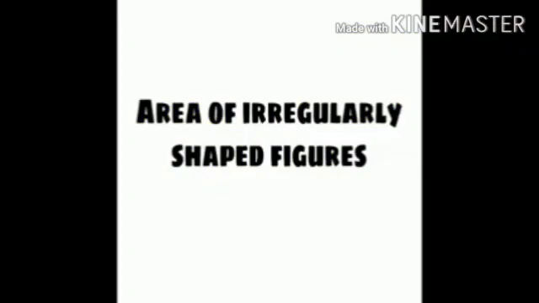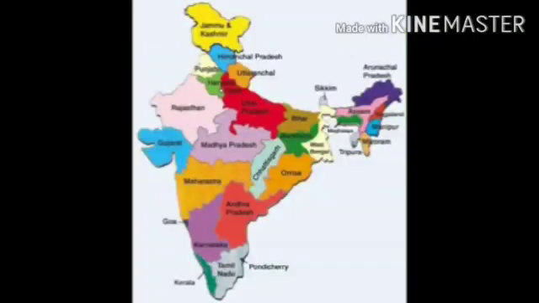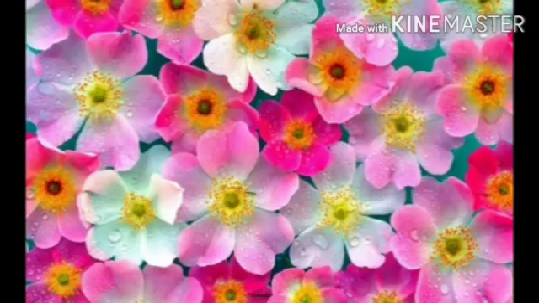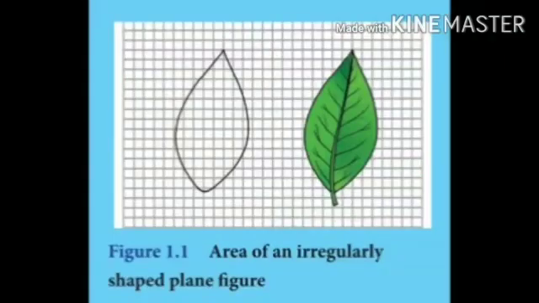Children, first we will see about area of irregularly shaped figures. In our daily life, we encounter many irregularly shaped figures like leaves, maps, stickers of stars or flowers, peacock feathers and so on. The area of such irregularly shaped figures cannot be calculated using any formula. How can we find the area of these irregularly shaped objects? We can find the area of these figures with the help of a graph sheet. The following activity shows how to find the area of irregularly shaped plane figures.